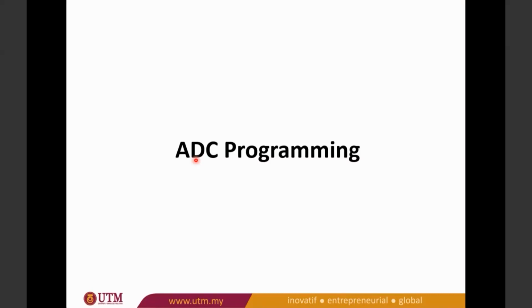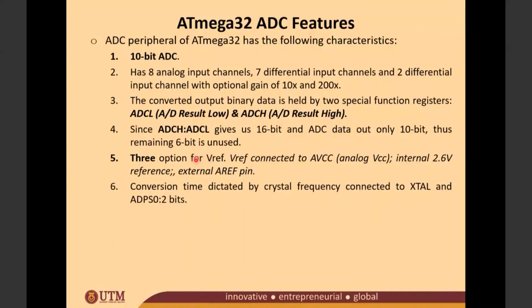If no question, then we move on to this slide here, which is how to do ADC programming. Macam mana nak buat ADC programming. Before we go into more detail on ADC programming, you need to know the ATmega32 ADC features. We need to look at what features are available in ATmega32.